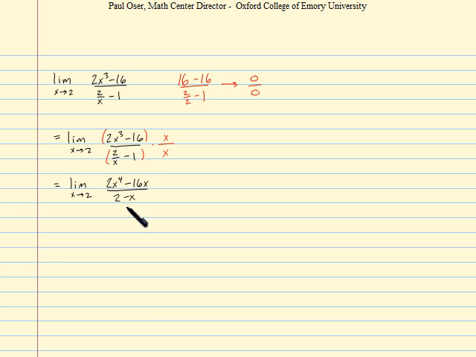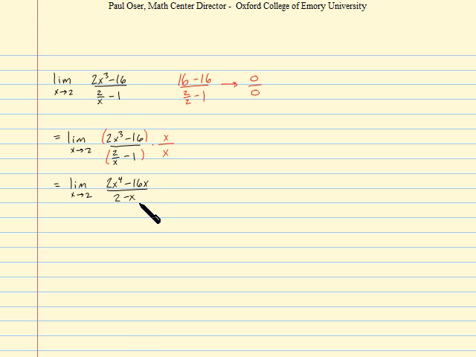Okay, so we've got our 2 minus x in the bottom, and of course the top is dealt with in a normal way. x times 2x cubed is 2x to the 4th, and x times negative 16 is negative 16x. Okay, now the fractions inside of fractions component of this thing is now gone.